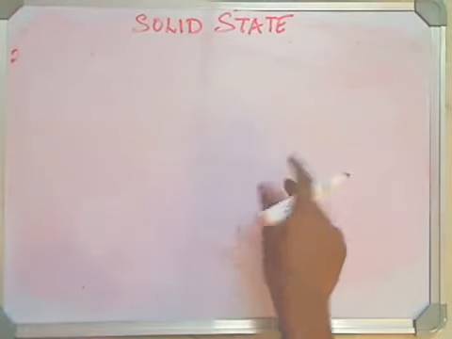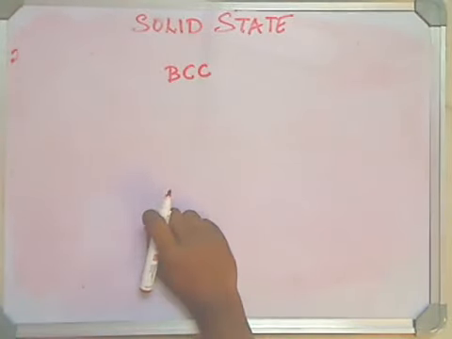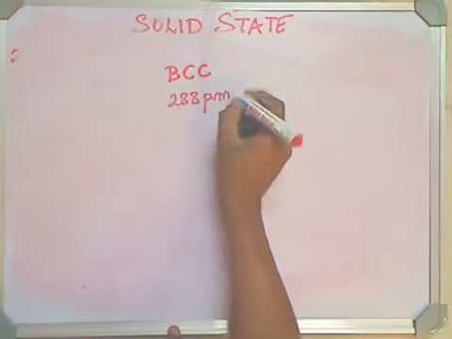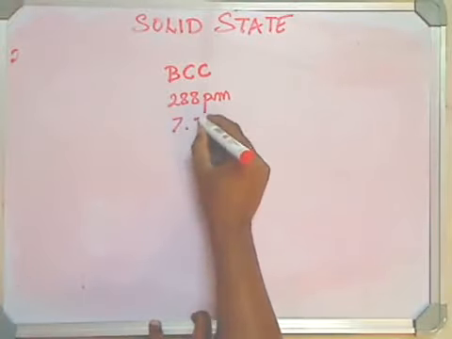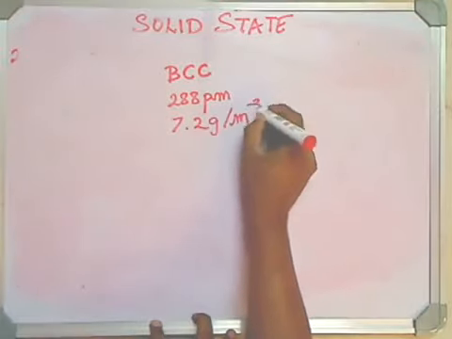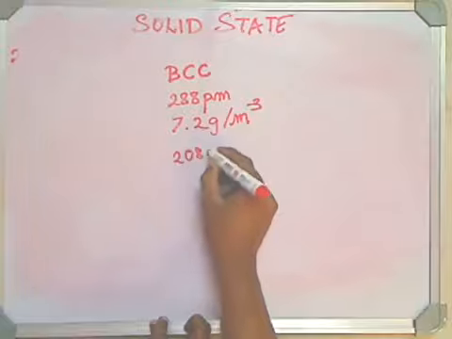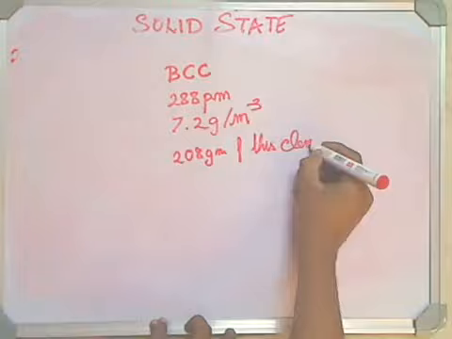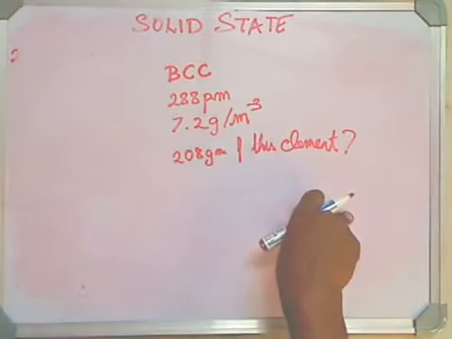An element has a BCC structure, BCC here, with a cell edge of 288 picometer. The density of the element is 7.2 grams per centimeter cube. Okay, how many atoms are present in 208 grams of this element?